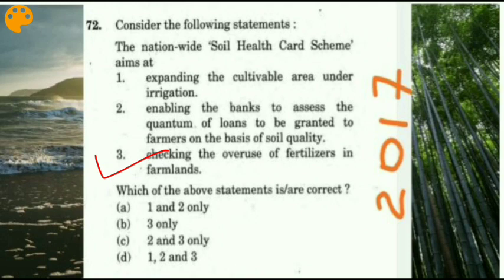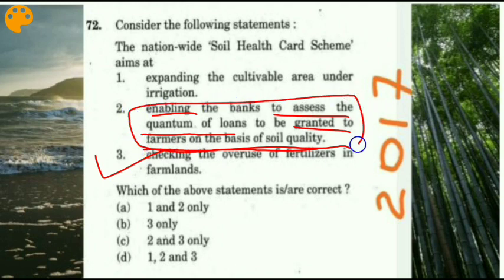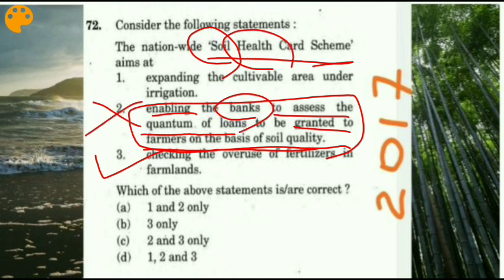After that, let's understand option 2: enabling the banks to assess the quantum of loans to be granted to farmers on the basis of soil quality. If you read it, you will find it irrelevant, because the soil health card is about soil and health. There would be no relation with banks, so option 2 would be a wrong option. Suppose you don't know anything about the soil health card scheme; if you just delve into the keywords, you will find that banks have no relation with that. In that manner you can eliminate options A, C and D, so option B would be the right answer.